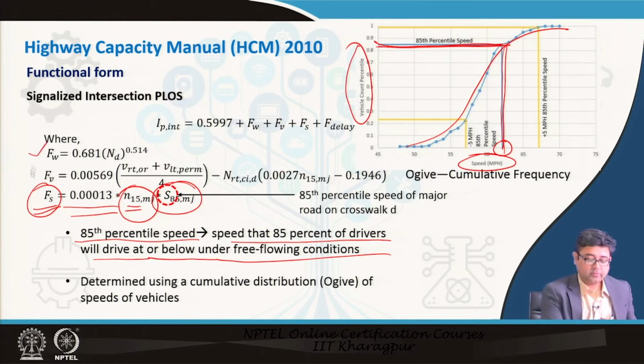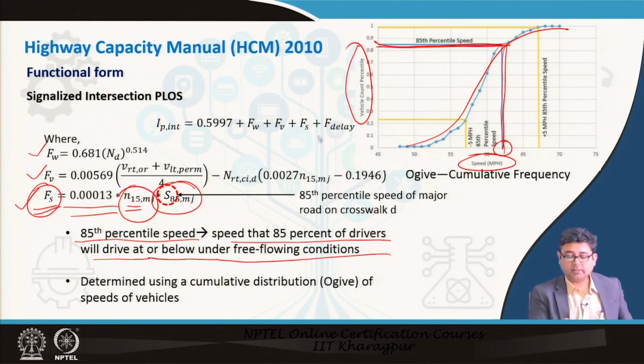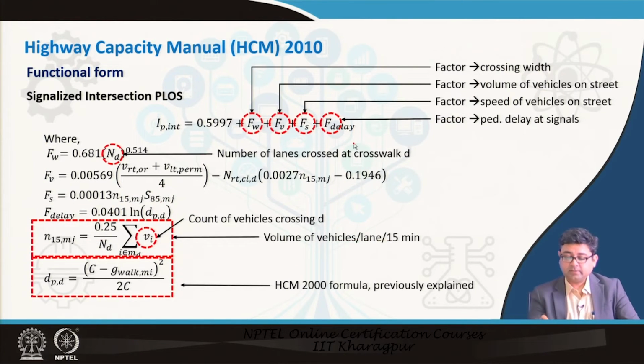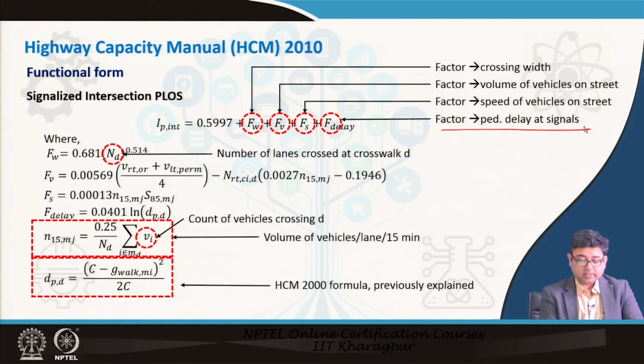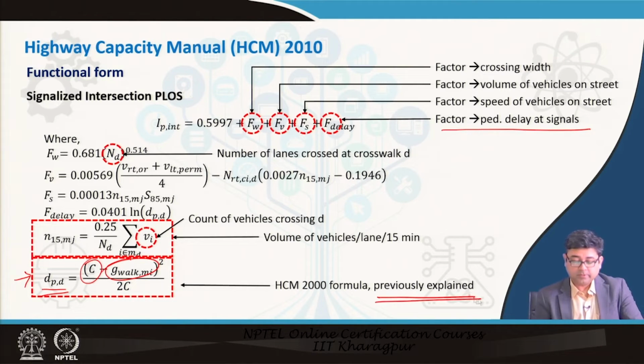Now, you know Fw, Fv, Fs. The final thing to know is F delay, which is the pedestrian delay at signals, if there is a signalized intersection. We already know how to calculate the delay at signalized intersections. This is the cycle length minus the effective green time, squared, divided by twice the cycle length. We have already explained it to you previously.